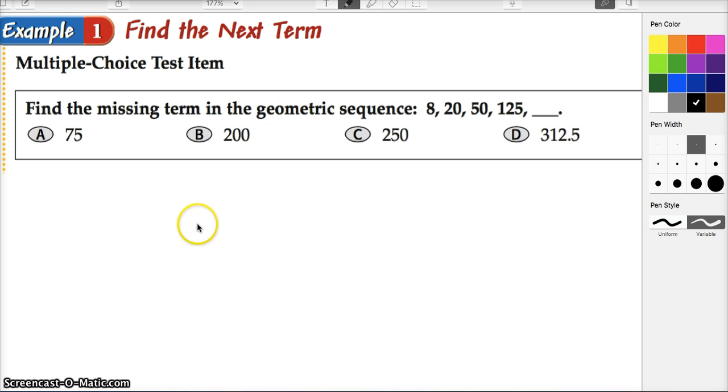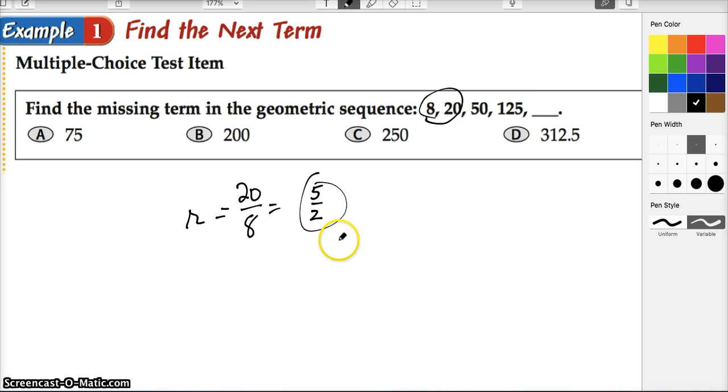So here in example 1, we are given that we're dealing with a geometric sequence and we need to find the missing term. So how do we do that? First of all, having that common ratio is very important. So remember, we can just take two terms and find the common ratio by dividing the latter term by the former term. And so when I reduce this, I end up with 5/2. So 5/2 is my common ratio.